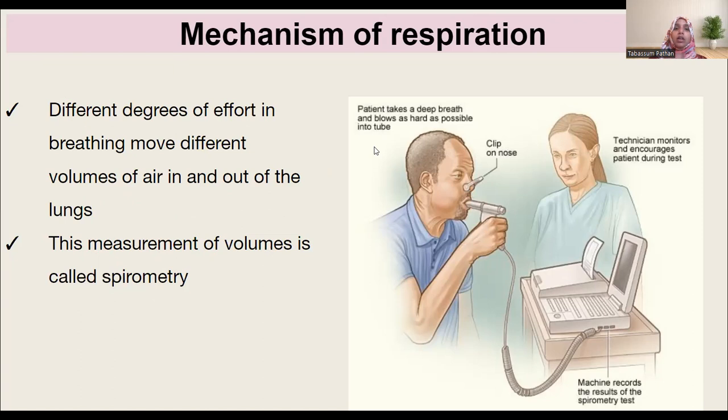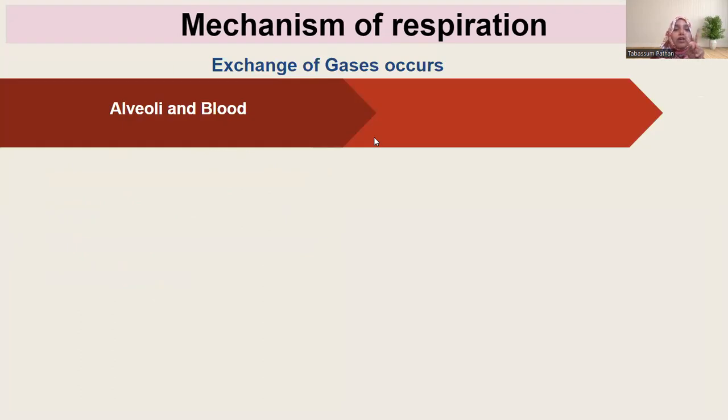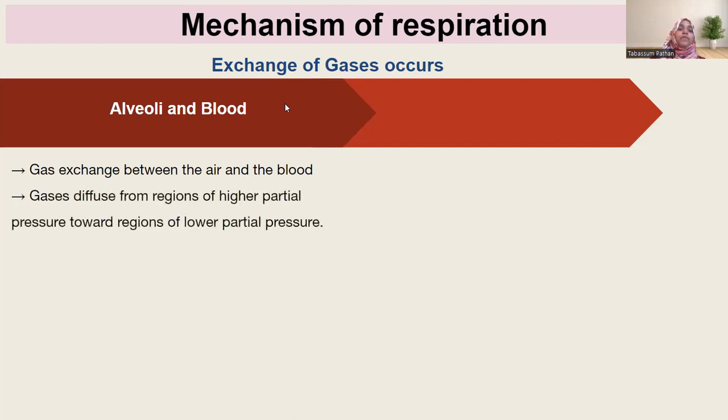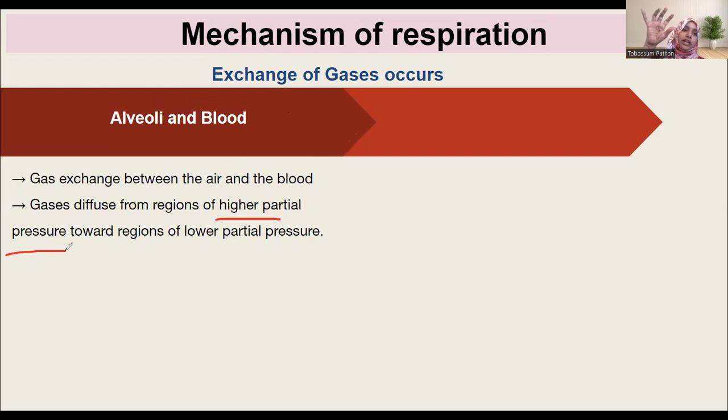Now we move to the exchange of gases. Exchange of gases occurs at two places: between alveoli and blood, and between blood and tissue. What happens between the alveoli and blood? You have taken in air through the bronchus, and it has entered the alveoli, which are in connection with the blood. Gases diffuse generally by one law: from higher partial pressure of that particular gas, it will naturally move towards lower partial pressure. From high to low.